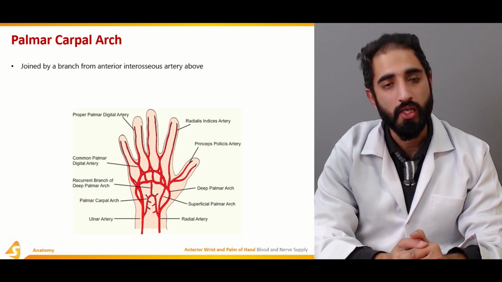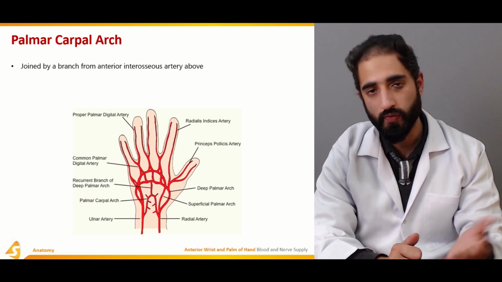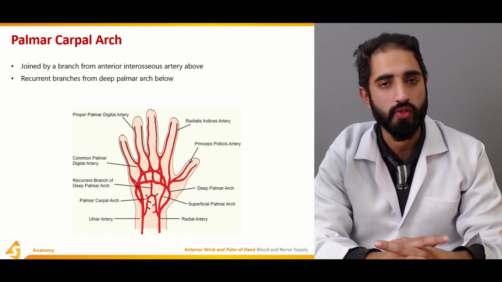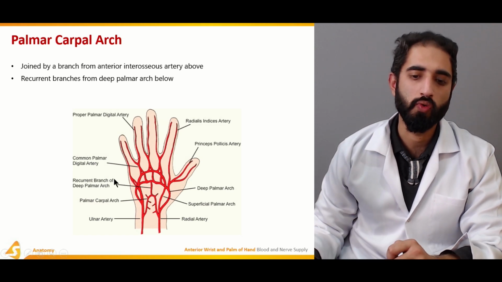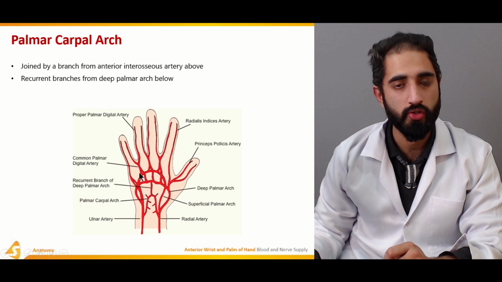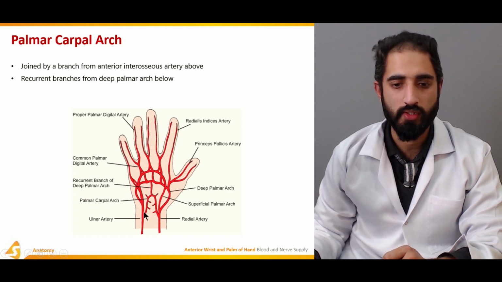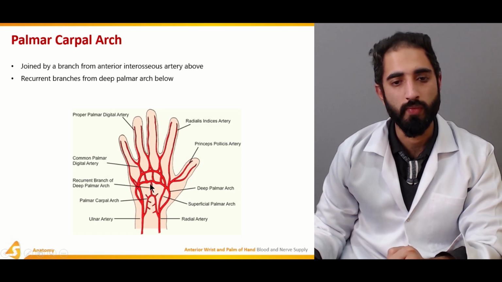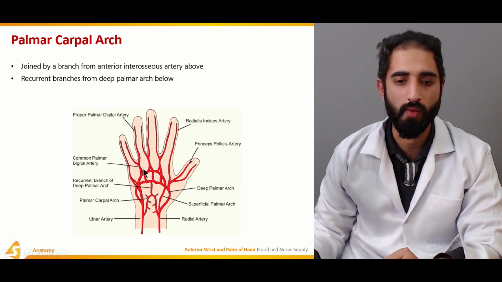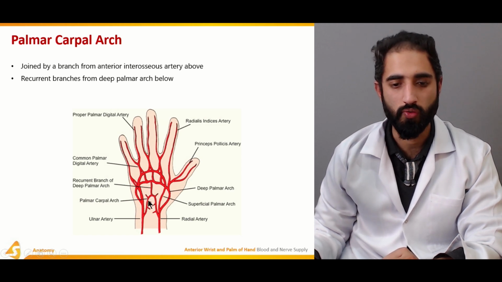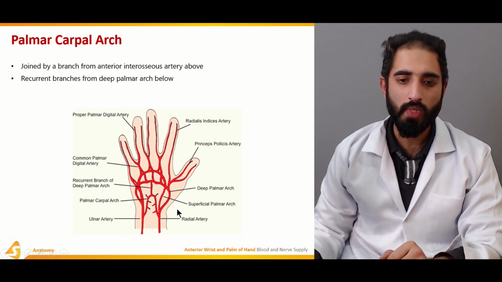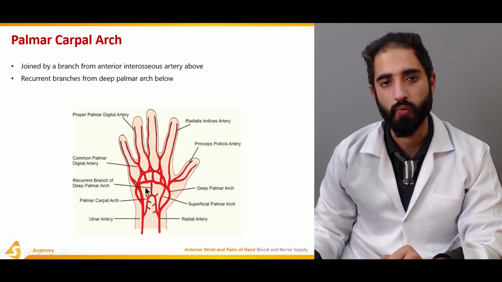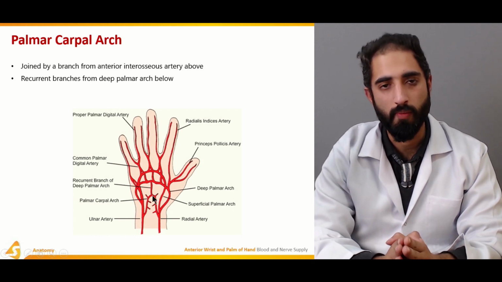Now, palmar carpal arc is joined by the anterior interosseous artery from the above, as well as the recurrent branches from the deep palmar arch, which we are going to talk about in the next slides. So this is the superficial palmar arch, this is the deep palmar arch, and this is the palmar carpal arch. The artery, which is known as the deep recurrent branches from the deep palmar arch, they come from the deep palmar arch to join or meet up at the palmar carpal arch, and these are actually the way they are connected with the deep palmar arch.